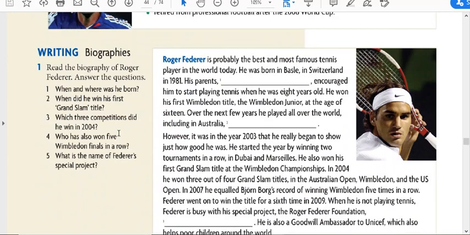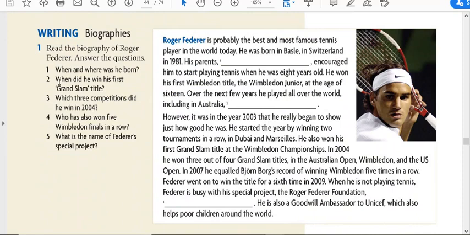So we move now to writing biographies. We have here a biography about a very famous tennis player, Roger Federer. Okay, and then we have 5 questions here. You might need to read this piece of information and then try to answer these questions. The first question: when and where was he born? We are talking here about Roger Federer. Then, when did he win his first Grand Slam title? Till we get to this point, what is the same? What is the name of Federer's special project?